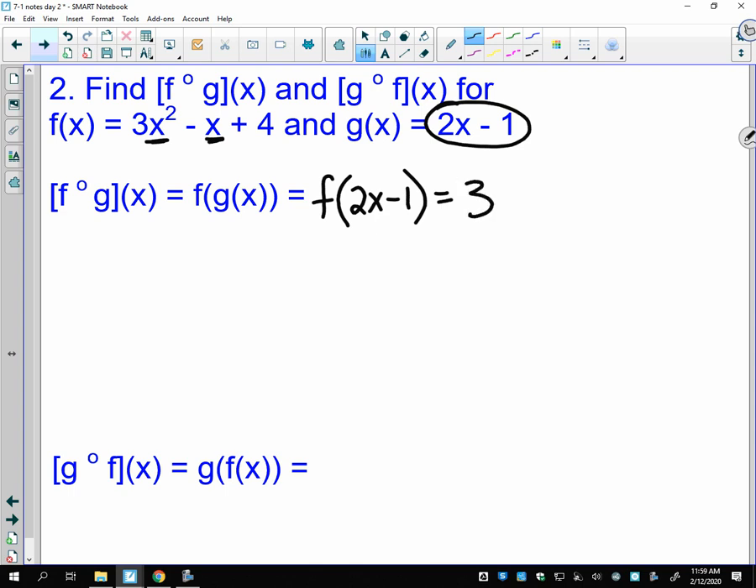I have 3 times, instead of x squared, I'm going to put this in there, 2x minus 1 squared, minus, instead of x, I'm going to replace it with 2x minus 1, and then I have the plus 4. So kind of look at this. You can see that this has replaced the x in that original problem. Okay? And now I just got to work it out. And this is where you have to really use your algebra skills.